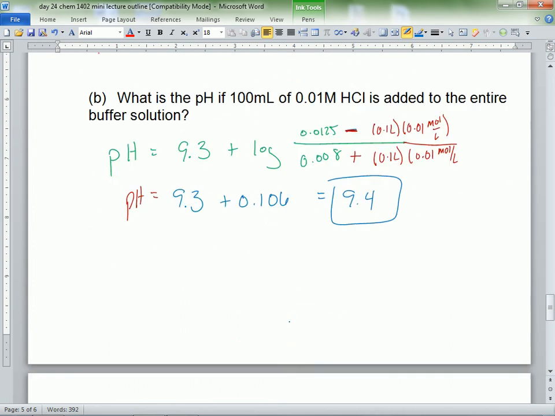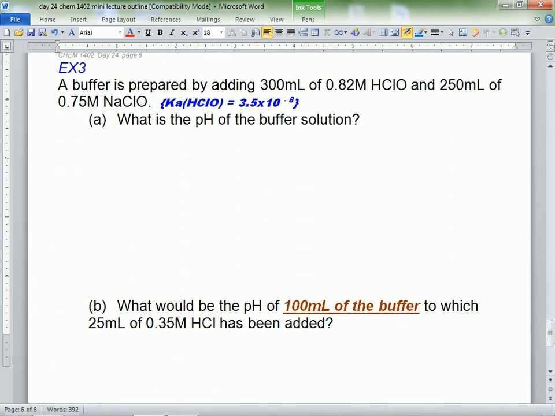Try the next one. Part B is where there's a twist in the next one. See if you can figure it out.